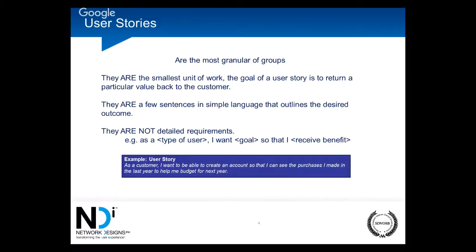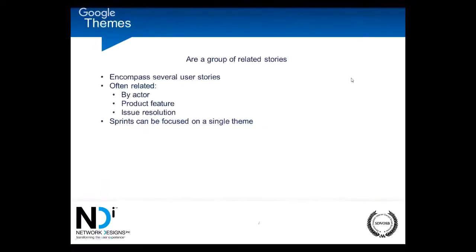So the theme itself can be related by actor. Let me get back to the themes page here. It can be related by the feature or by the issue resolution. You can run a sprint against an entire theme if you so chose. That's all about how the backlog gets reordered, gets prioritized. And that, of course, comes from the PM, the project manager, the product manager, and the client.